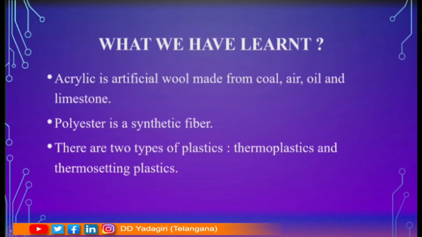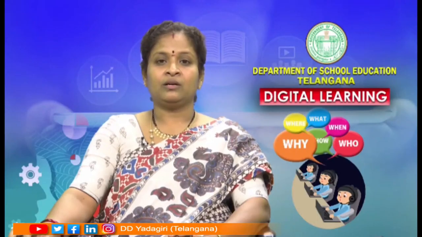Let us summarize. Acrylic is an artificial wool. It is made up of coal, air, oil and limestone. We have studied about polyester. It is a synthetic fiber. There are two types of plastics we have seen, thermoplastics and thermosetting plastics. We have seen examples. Children, I hope you have understood the lesson.